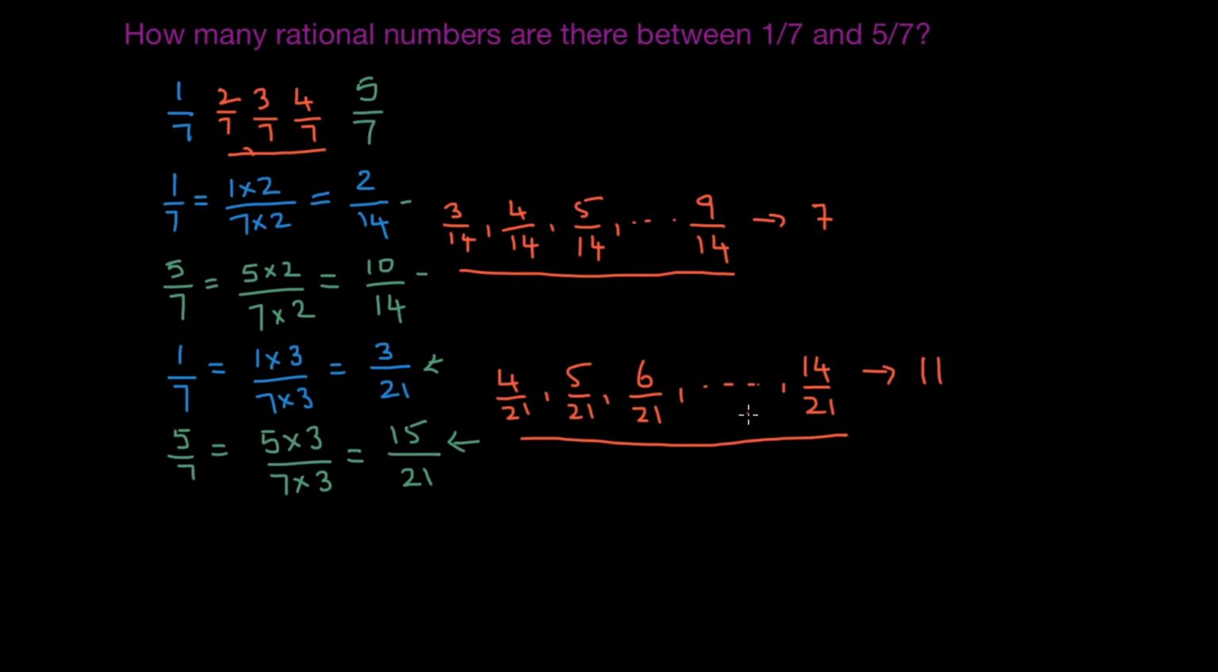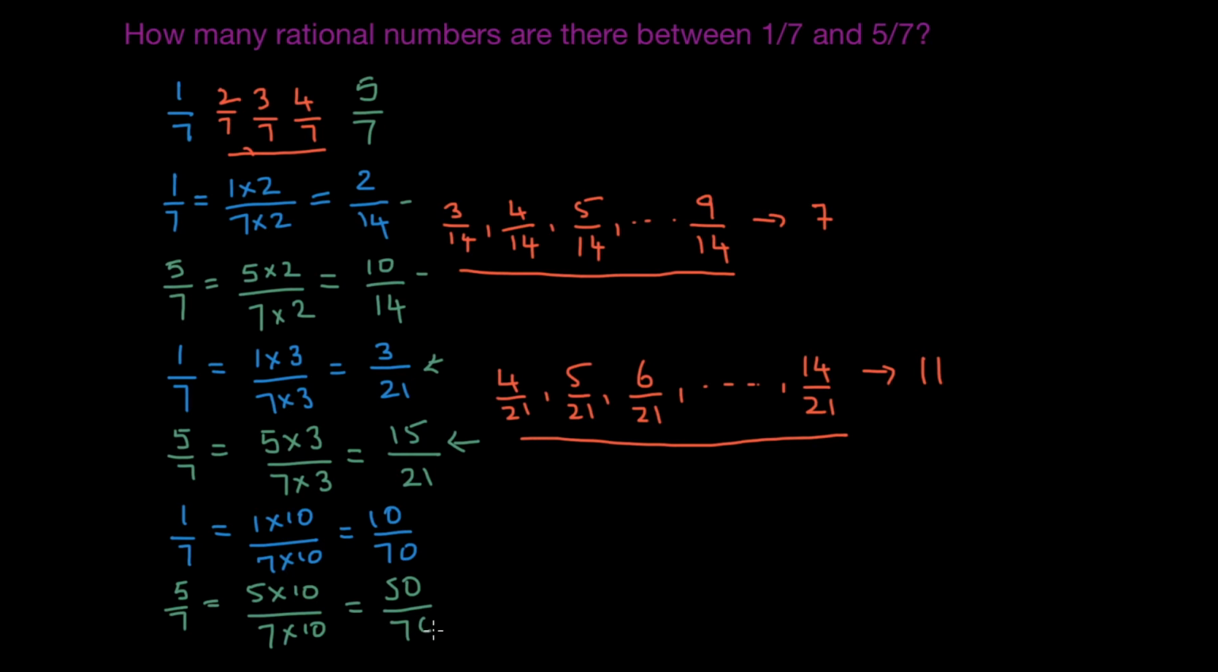So what we see is, the bigger the integer, in this case it was 2, and then the next case it was 3, the bigger the integer, the more numbers I find. Let's take one last example. If I were to choose 10 as a multiplier, 1 by 7 is the same as 1 times 10 divided by 7 times 10, and that is 10 over 70. And 5 by 7 is the same as 5 times 10 divided by 7 times 10. So that is equal to, what is 5 times 10? It's 50. 7 times 10 is 70.